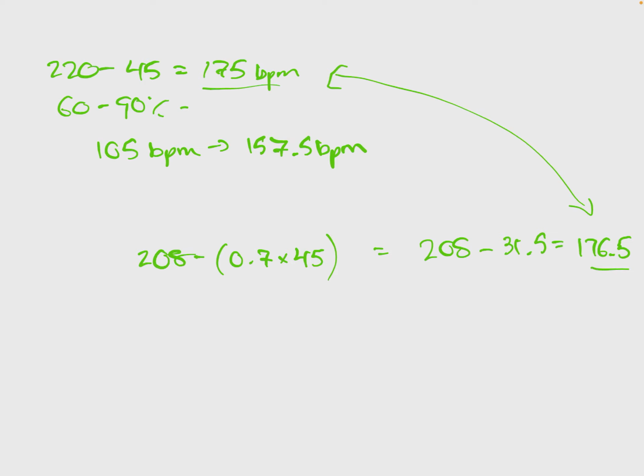And then if we take my new age predicted maximum of 176.5 and apply that 60 to 90%, so times 0.6 equals 105.9, and 176.5 times 0.9, which gives me 158.5. So my range using the new CSEP formula, it's pretty close. It's only about 1 beat per minute higher compared to the old equation.